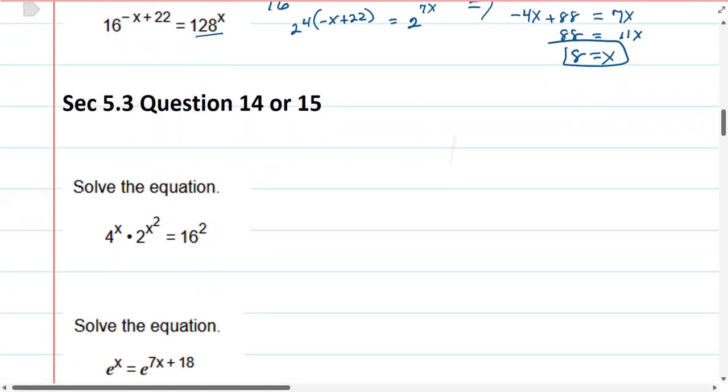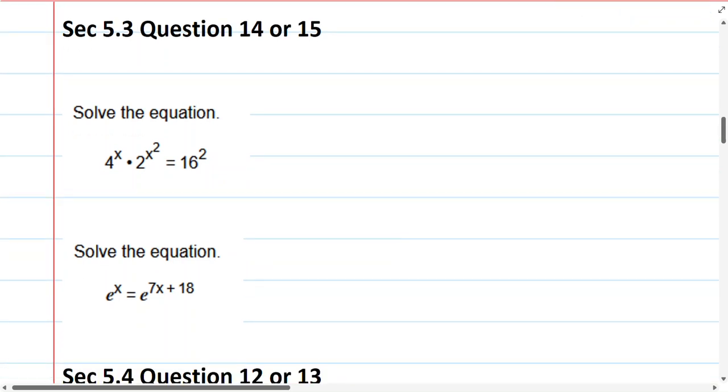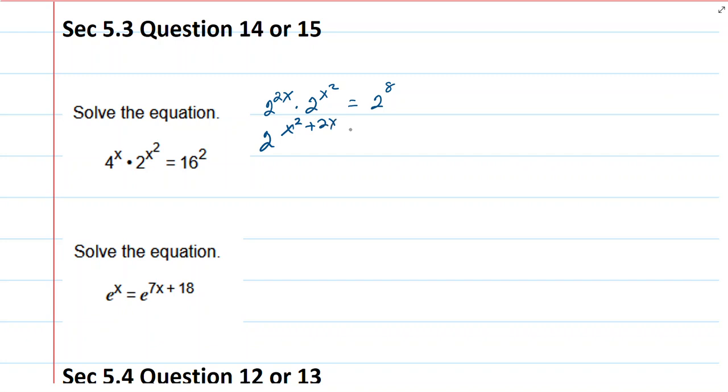All right. Again, this one is commonality, so our first step is to make them all 2's. Because 2 to the 4 is 16, times 2 is 8. When we multiply like bases, we add the exponents. Now we set the exponents equal to each other.